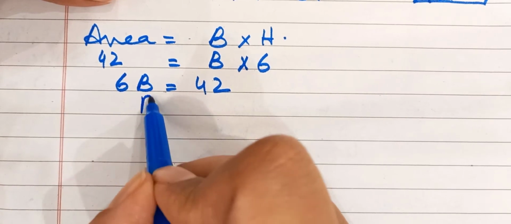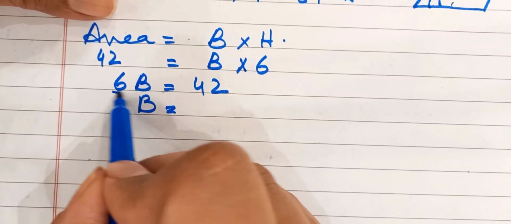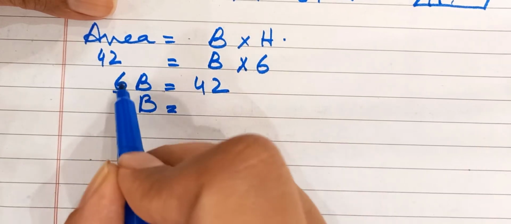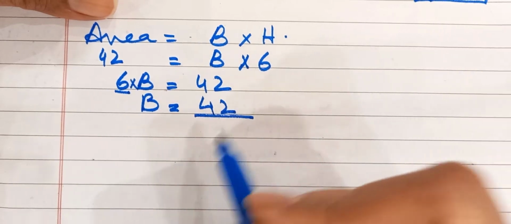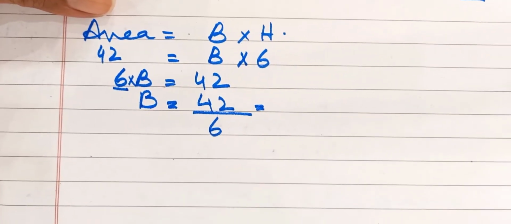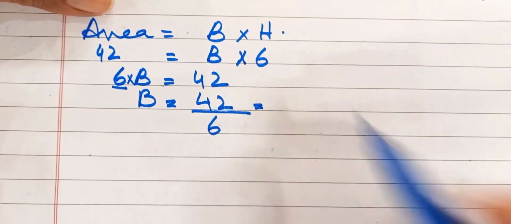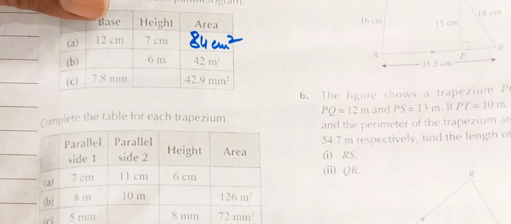Now I have to find out the base, and I don't need 6 here, so I will take 6 there. Here it is multiplying, it will divide there. The process is reversed on the other side. So the answer is 7 meter. So the base is 7 meter long.